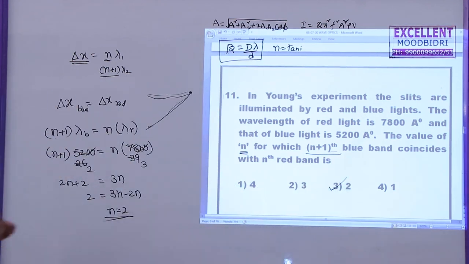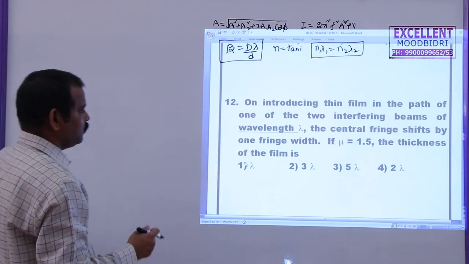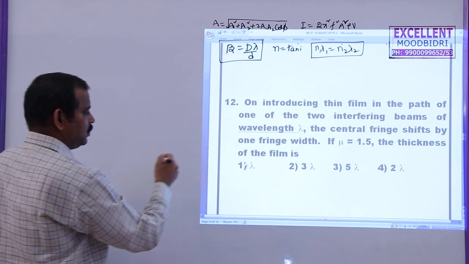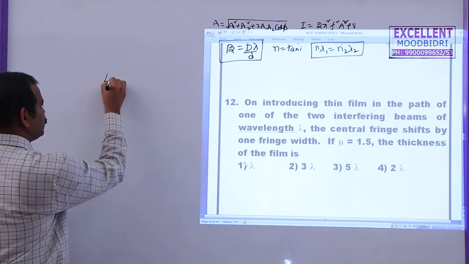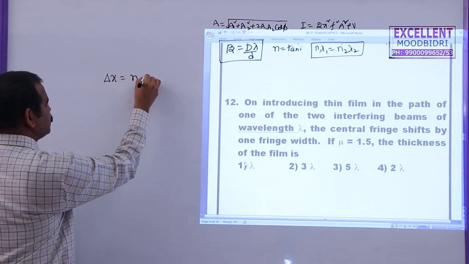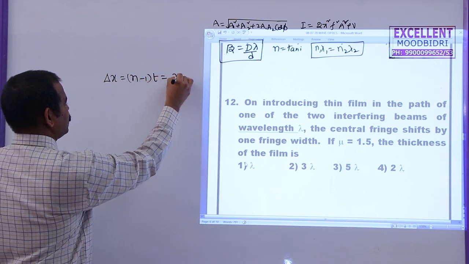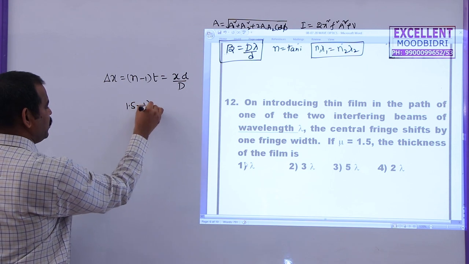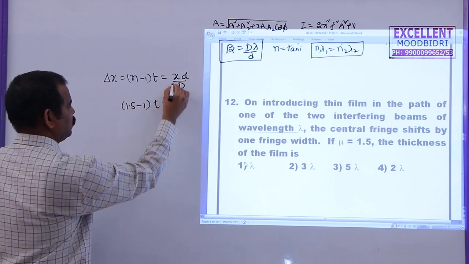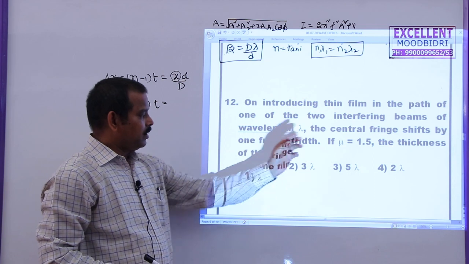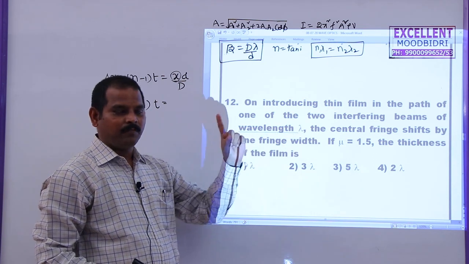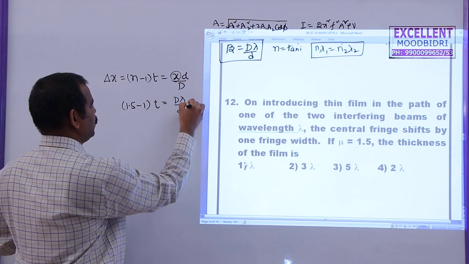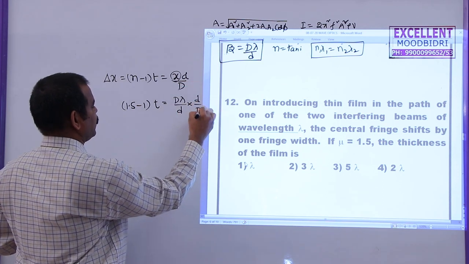Option 3 is correct. Using a thin film in the path of one of the two interfering beams of wavelength lambda, the central fringe shifts by one fringe. What is the thickness of the film? We already solved a problem similar to this one. Path difference is equal to n minus 1 into t, which is equal to x small d by capital D. Here n is equal to 1.5, minus 1, into the thickness of this film is equal to x. The central fringe is shifted by one fringe. So one fringe is the x value here, which is equal to capital D lambda by small d, into small d by capital D.